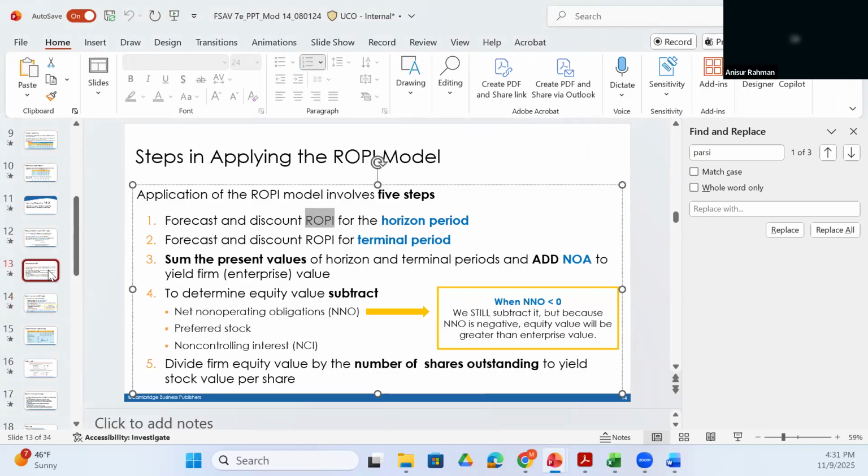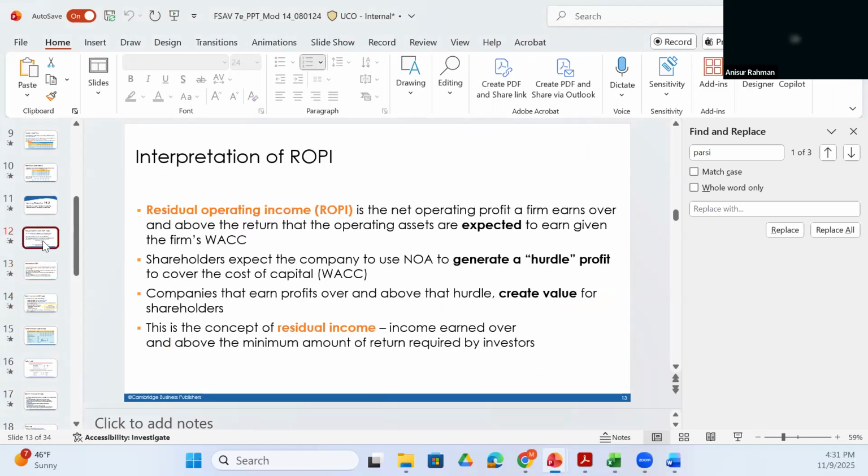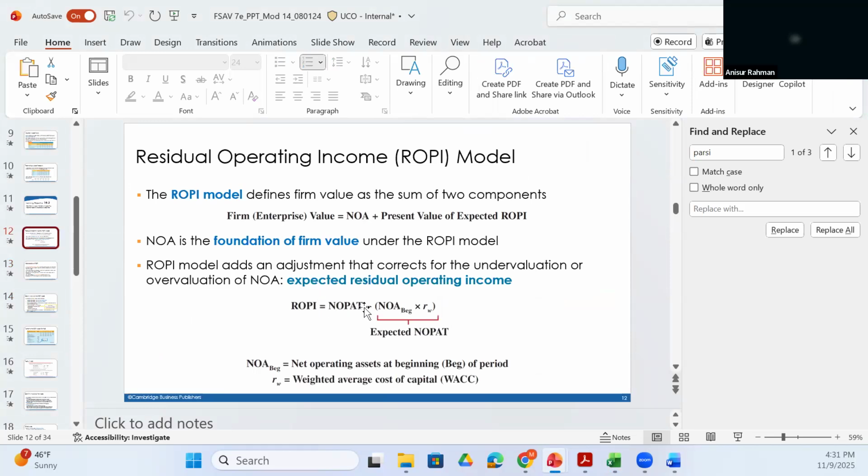So now forecast ROPI for the horizon period. What is ROPI and how can we calculate ROPI? Your ROPI is equal to your NOPAT minus net operating assets of the beginning point of time, meaning the ending net operating assets of the last year, times RW, which is the weighted average cost of capital. So to calculate ROPI, we first need to calculate net operating assets beginning times WACC. RW is the WACC. So let's do that.